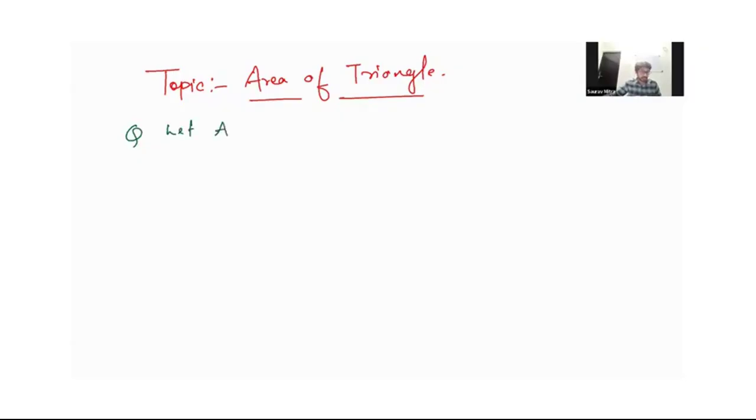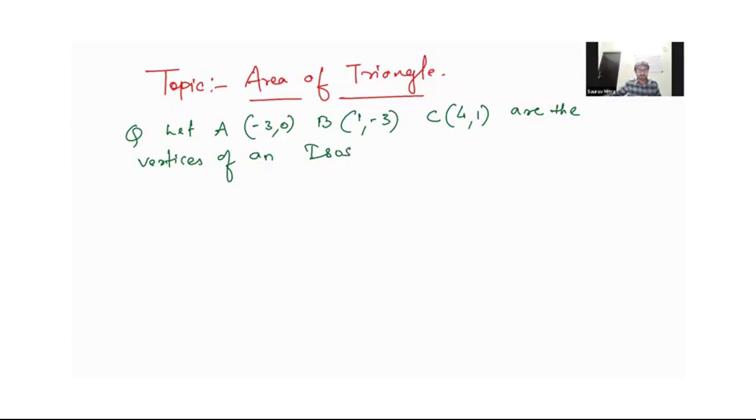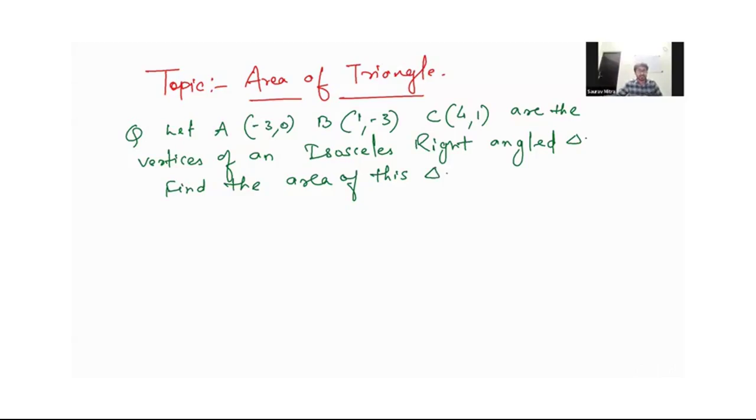Let capital A be (-3, 0), capital B (1, -3), capital C (4, 1) are the vertices of an isosceles right angled triangle. Then find the area of this triangle.